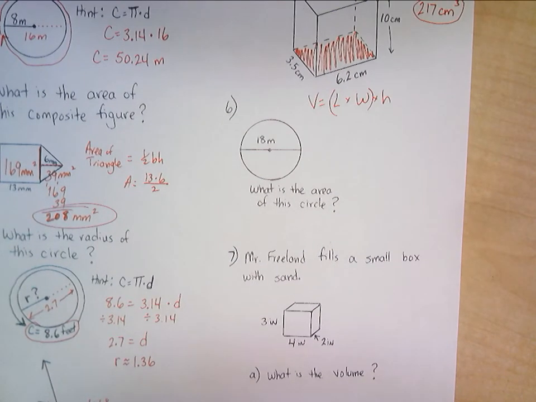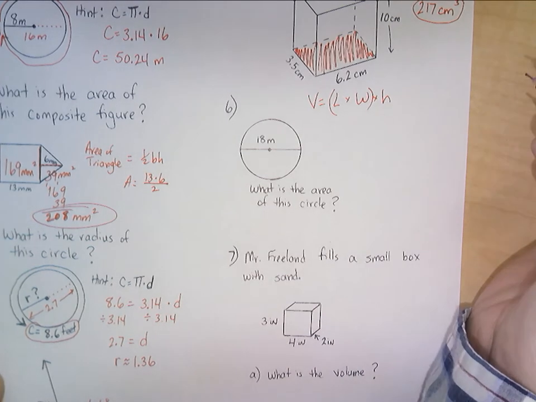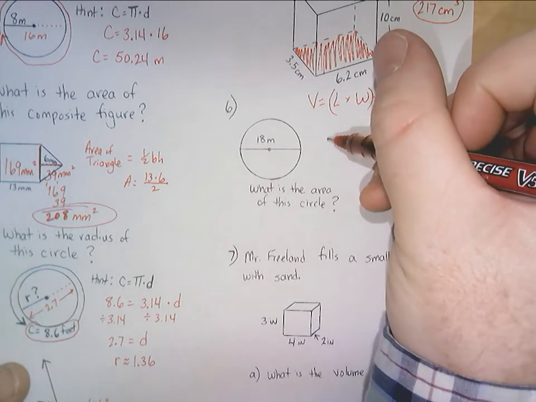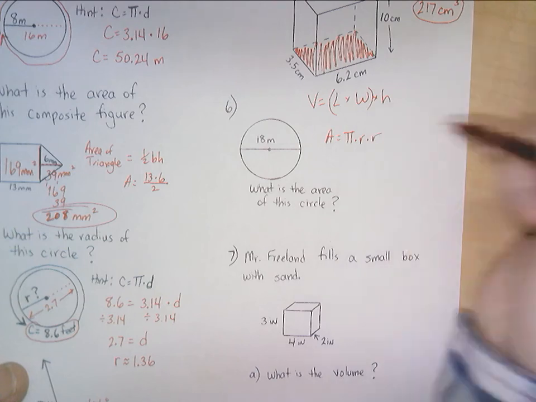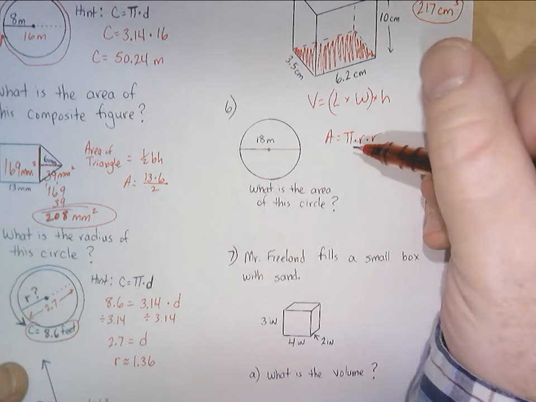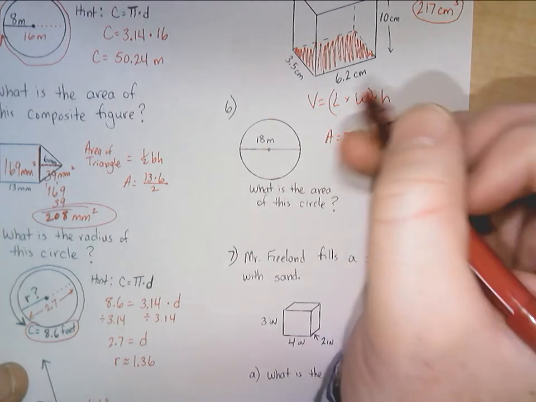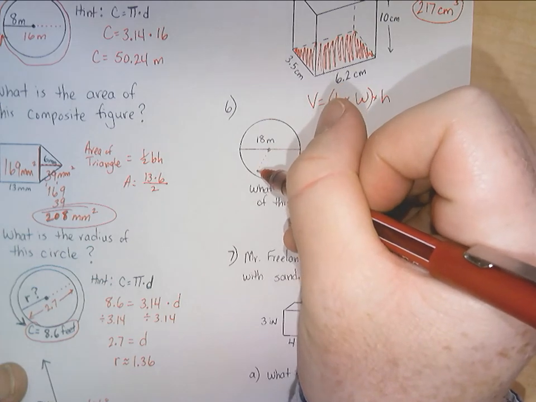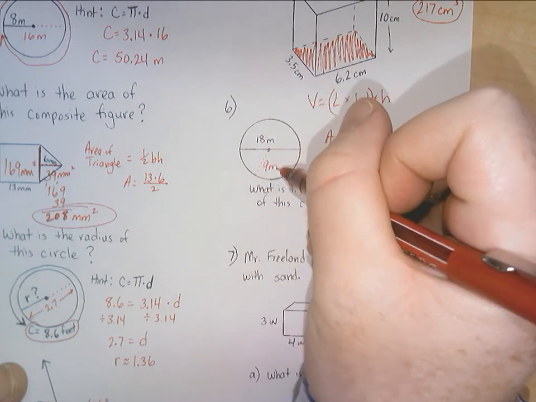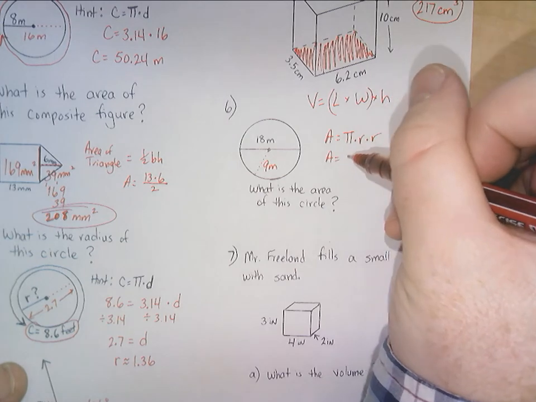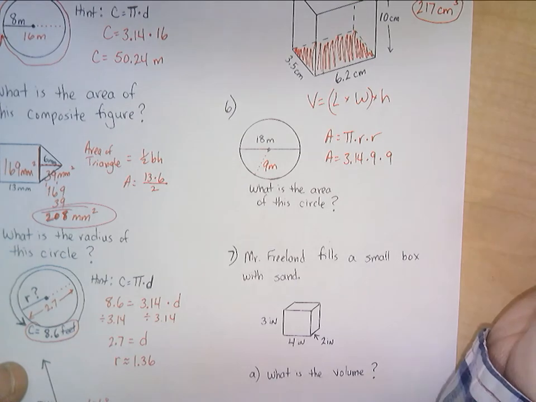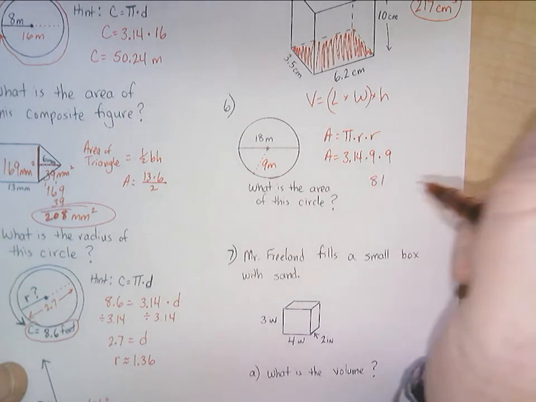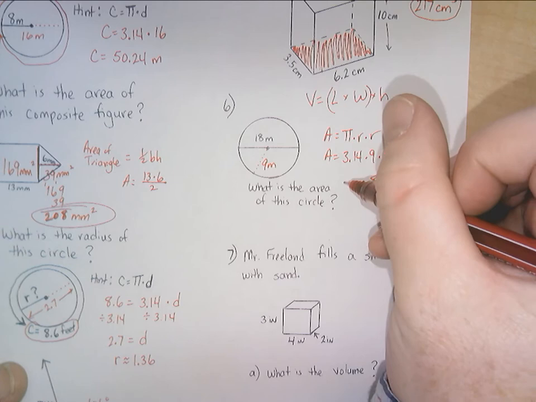All right, number 6. What is the area of the circle? So if you're trying to find the area of a circle, you're going to multiply pi times radius times radius. So if the diameter is 18, that means the radius is going to be half that amount. So the radius is going to be 9 meters. So area is going to be pi times 9 times 9. And we know that 9 times 9 is 81. We times that by pi.